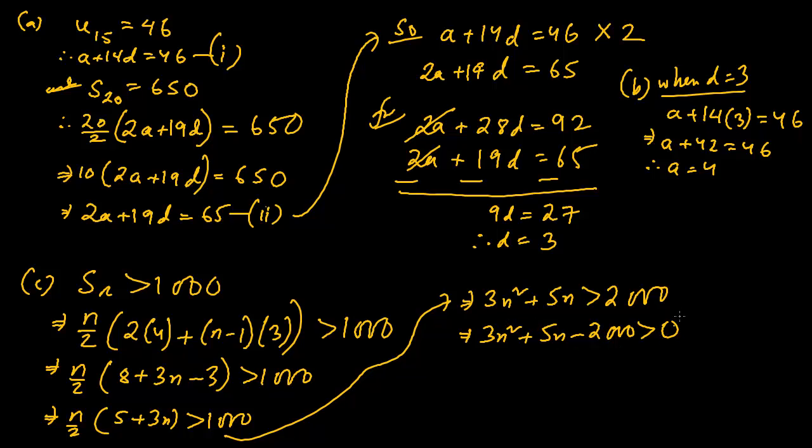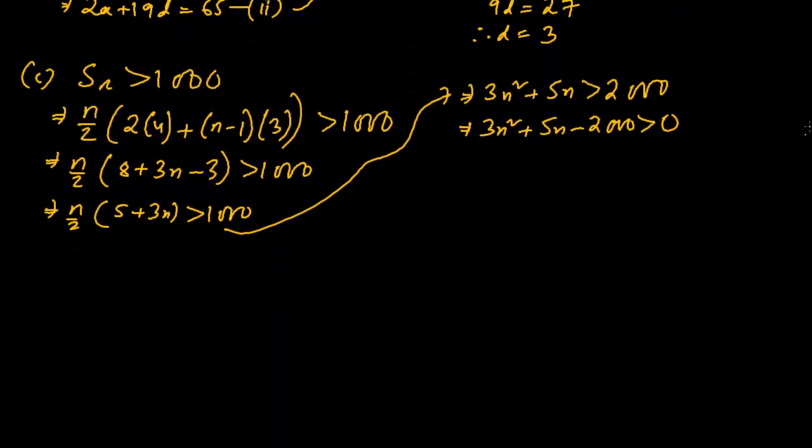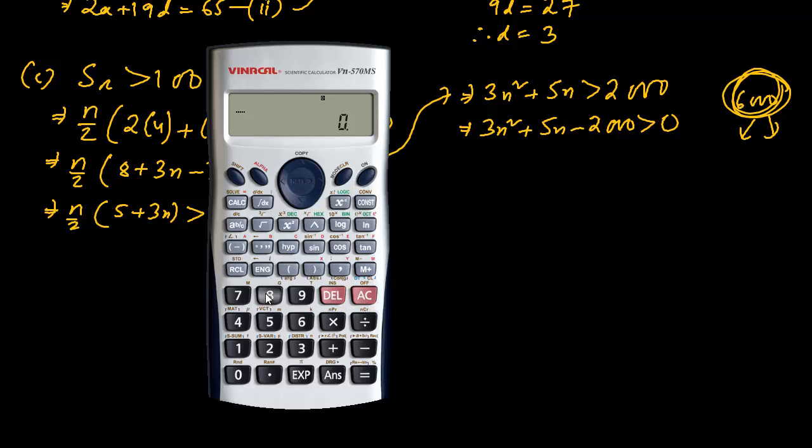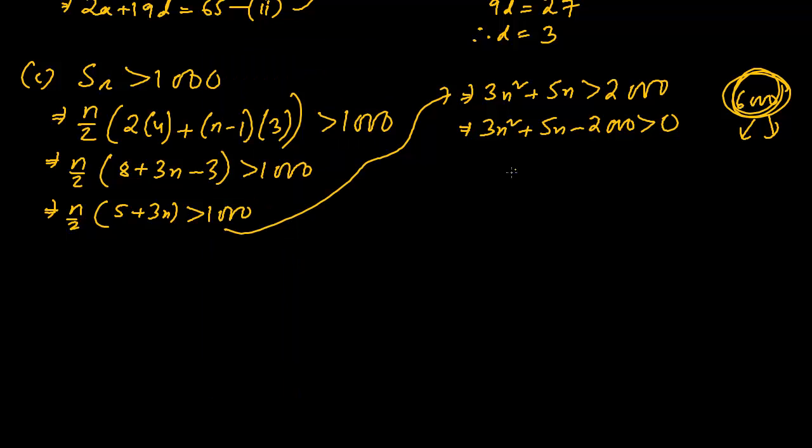So this is a quadratic inequality. Before we can solve this quadratic inequality, we need to factorize the expression. Using middle term break, we can factorize it. So let's check what we need. 2000 into 3 is 6000. So we have 6000 over here. Now we need to break it such that we get 75. I'm using a shortcut. So we can write this as 3n square plus 80n minus 75n minus 2000 greater than 0.